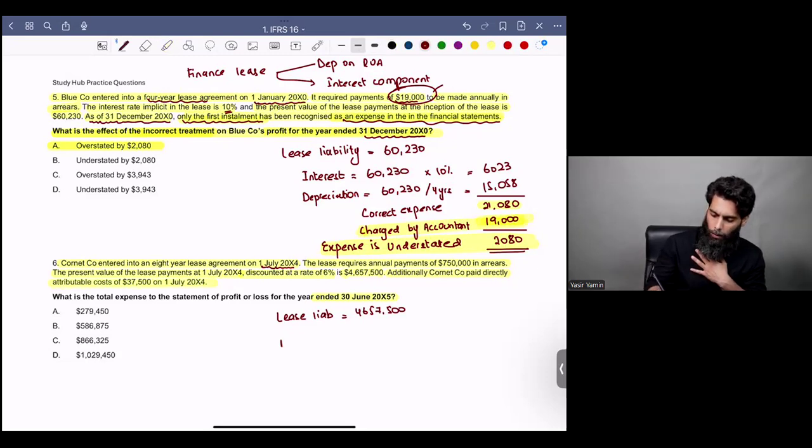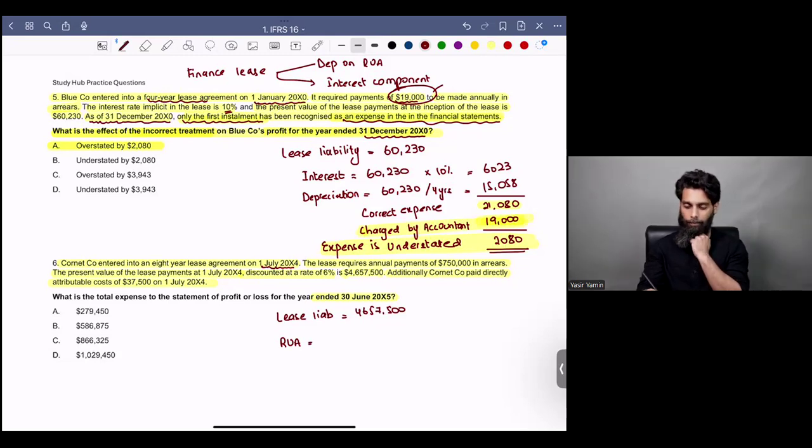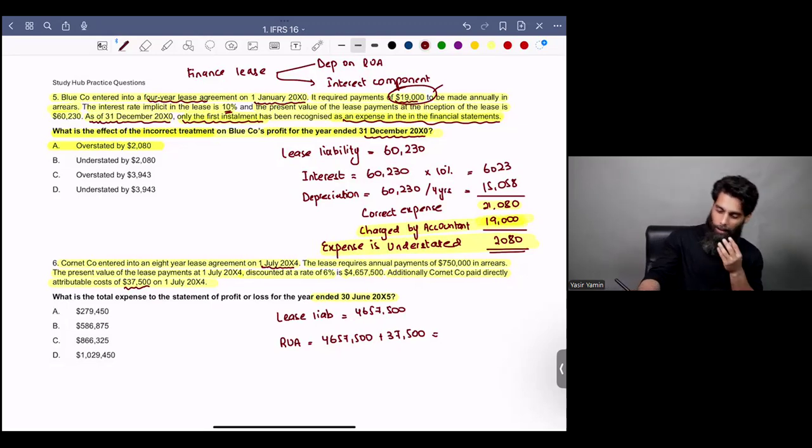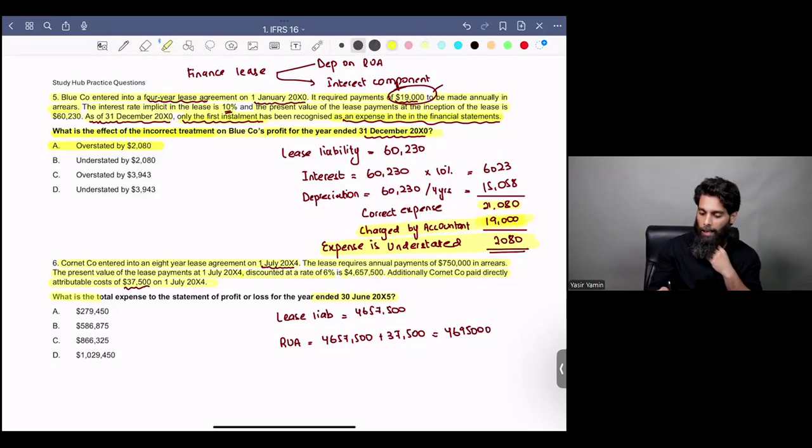Can you tell me what should be the valuation of the right-of-use asset? It should at least be equal to the lease liability since there are no down payments, plus you should be capitalizing this 37,500 as well. What should be your total? 4,657,500 plus 37,500 is 4,695,000. Now, our examiners are asking us what is the total expense that should be charged in P&L.